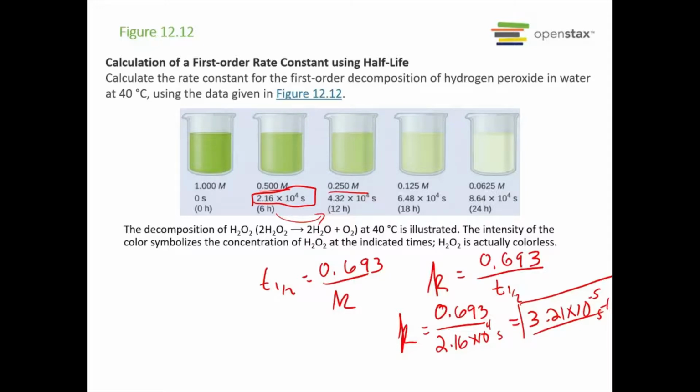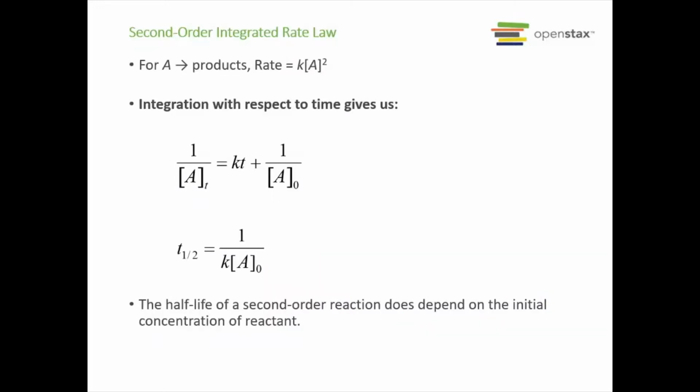All right, now that we have talked about first order reactions, let's talk about second order. So the second order integrated rate law, if we have some A going to products, our rate is something like K times the concentration of A squared. This is an overall second order. And we integrate this with respect to time. We get 1 over [A]t is equal to kt plus 1 over [A]0.